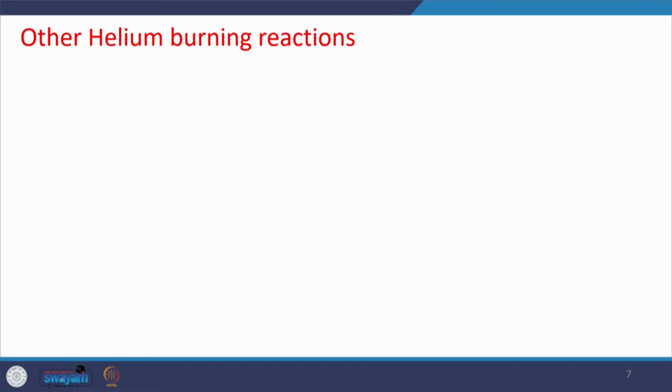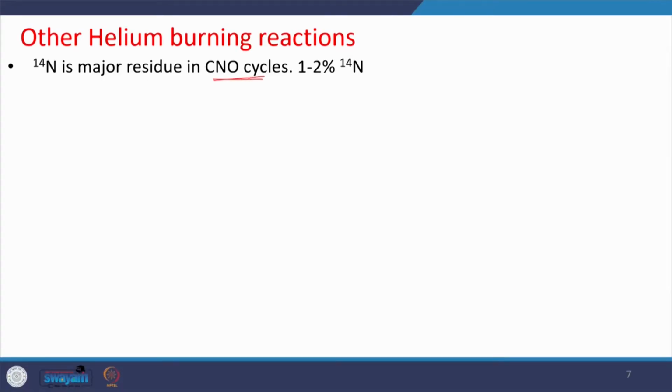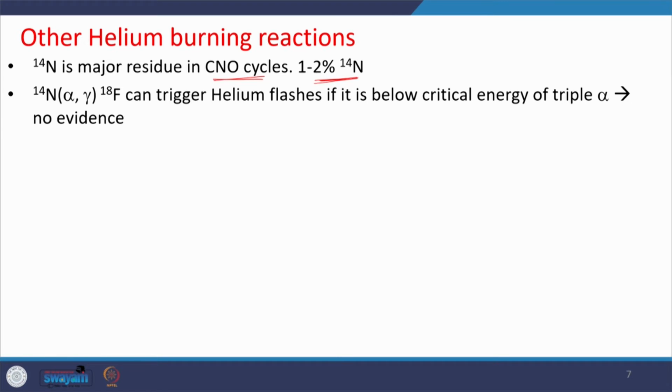Then continue the discussion: what are the other possible reactions which are happening in helium burning? See, in the CNO cycle, if you recollect, one of the major residues is nitrogen 14, and in the helium burning phase, other than helium, 1 to 2% of nitrogen 14 is always there. So, it also plays some role in the synthesis of elements, isn't it? For example, in this helium burning with nitrogen 14, you have F18 giving rise to some gamma ray also.